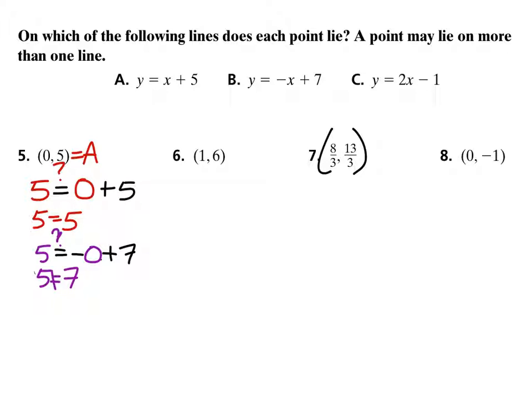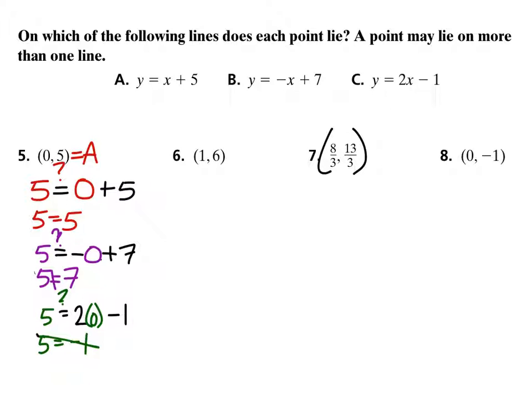Then finally line C. And yes, I'll go ahead and replace the x and y values from that equation, where the x value is 0 and the y value is 5. Well, evaluating this one would give us 5 equals negative 1, so are they equal? No, this one wouldn't work either. So 0, 5 is only on the line y equals x plus 5, line A.